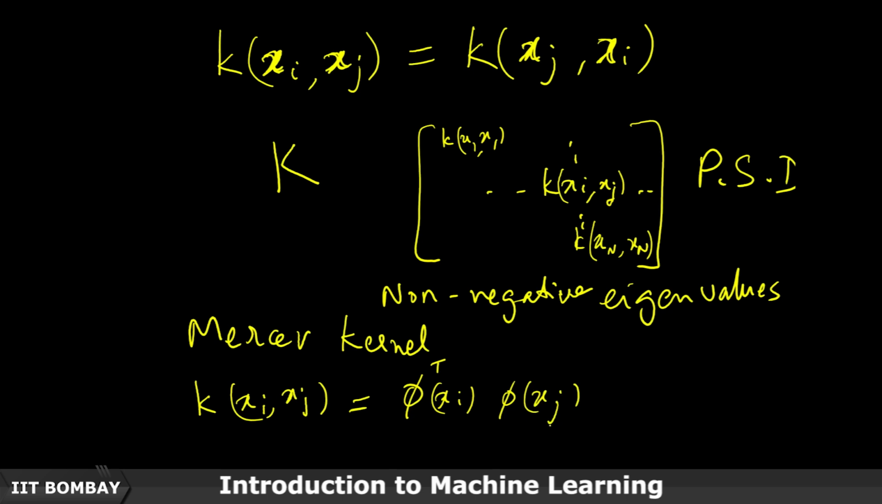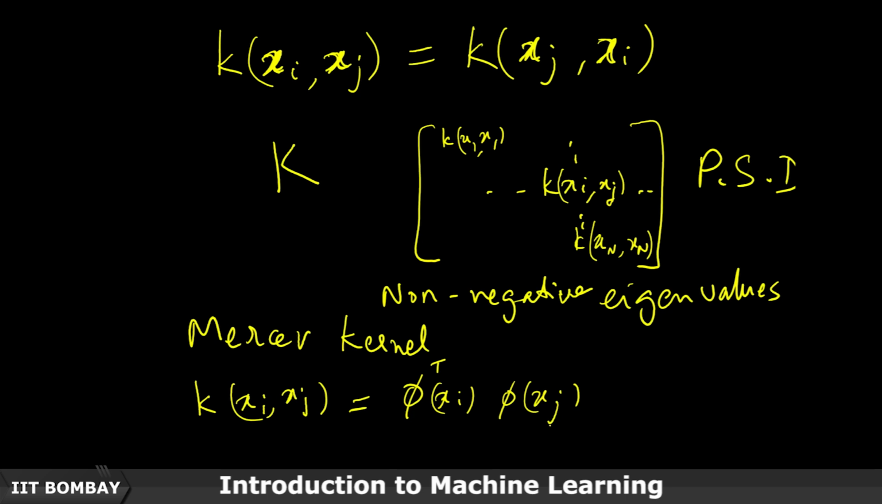If we define just a kernel and it satisfies this property that its gram matrix is positive semi-definite, then there exists a phi for which the kernel function can be represented as a dot product of two features, and that phi can have infinite dimensions even. An example of that is precisely the kernel that we looked at before, the Gaussian kernel or the radial basis function kernel.